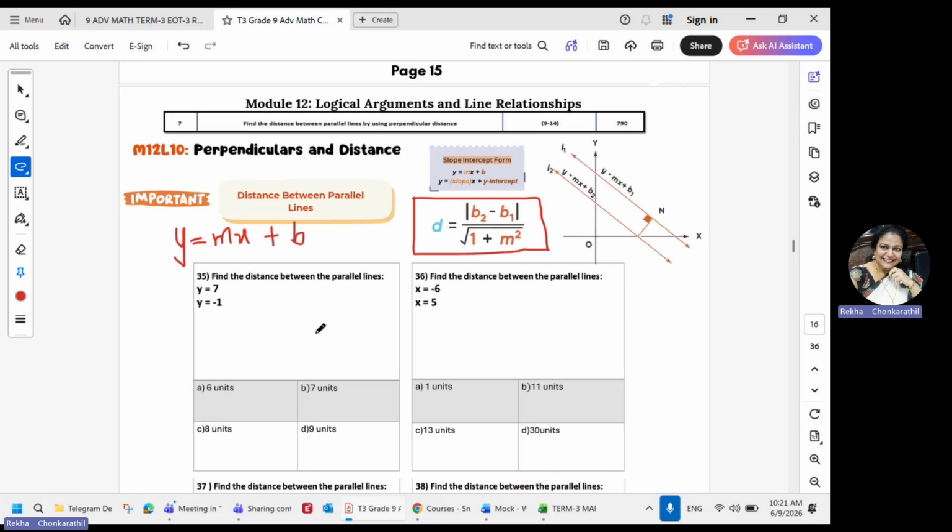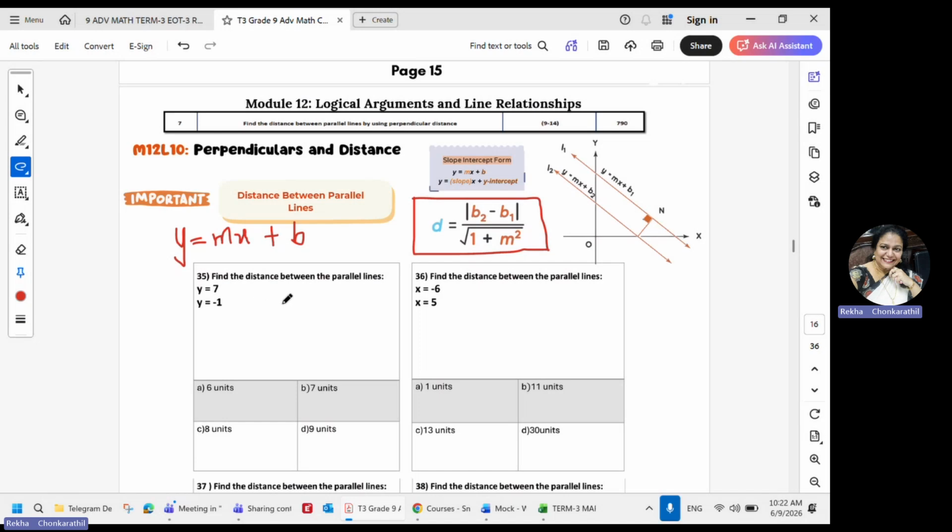For example, let's see question 35. Find the distance between the parallel lines y equals 7, y equal minus 1. Is there any x term here? Is there any slope given here? No. So will you use the denominator part? No. Just use the numerator, that is b2 minus b1. It is absolute value, so the distance will always be positive.